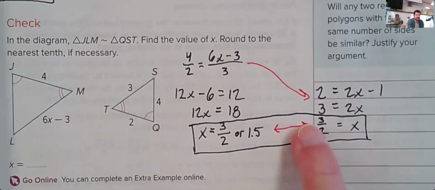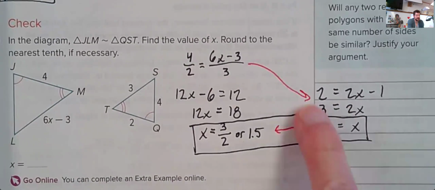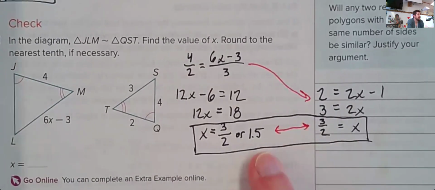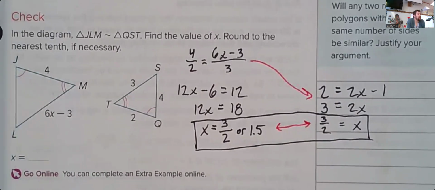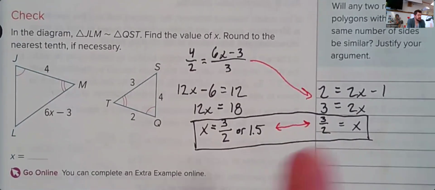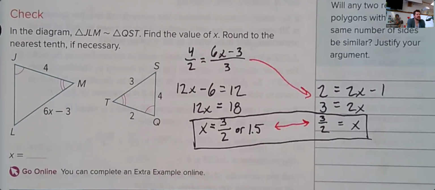Add 1 to both sides, 3 equals 2x. Divide by 2, you get 3 halves for x, or 1.5, same thing. So a couple ways to go about doing that one. So 3 halves or 1.5 is our answer for that one. Questions?